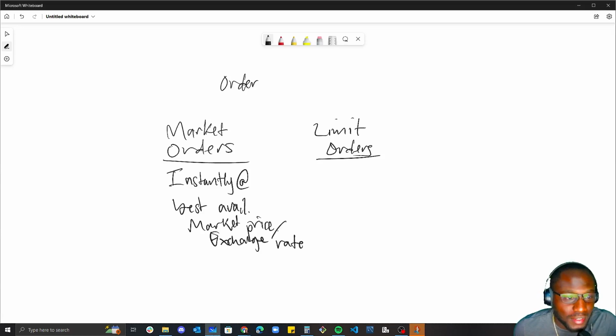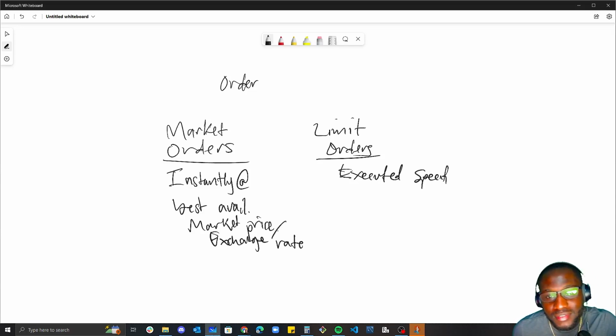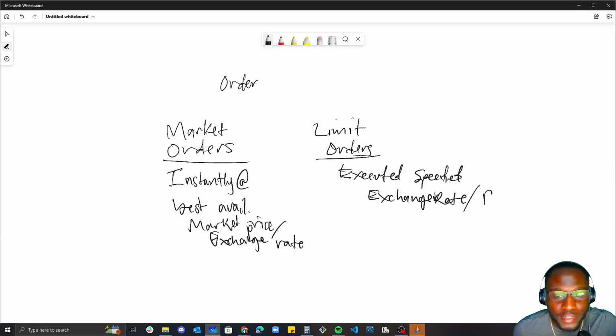A limit order is executed at a specified exchange rate, or price.